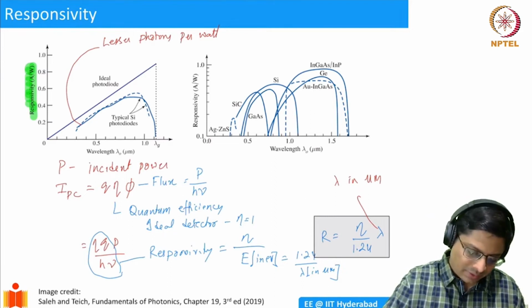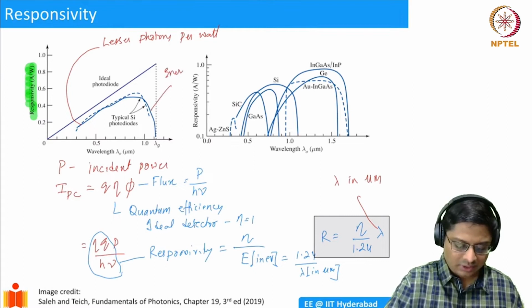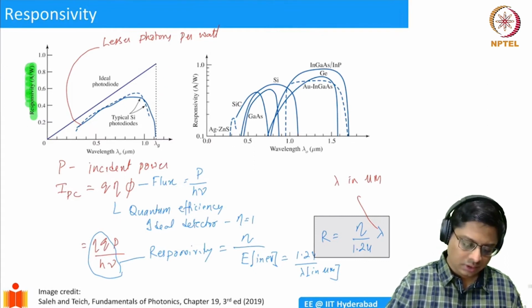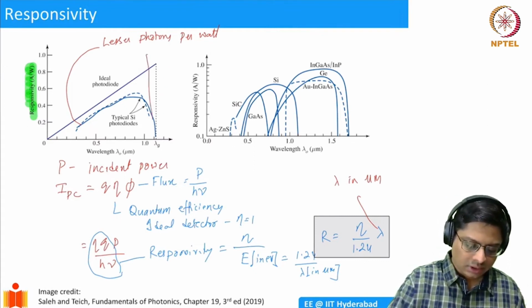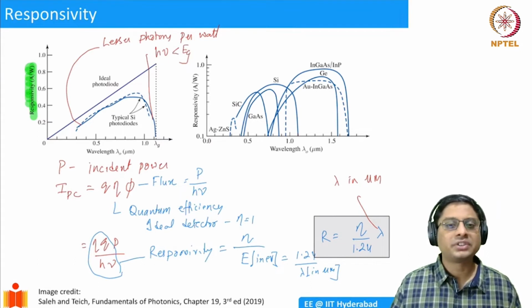So on the higher wavelength side, this is basically a drop because the energy h nu is less than Eg, so responsivity is 0 there. So this is the typical curve you'll see. Well, this is for silicon.